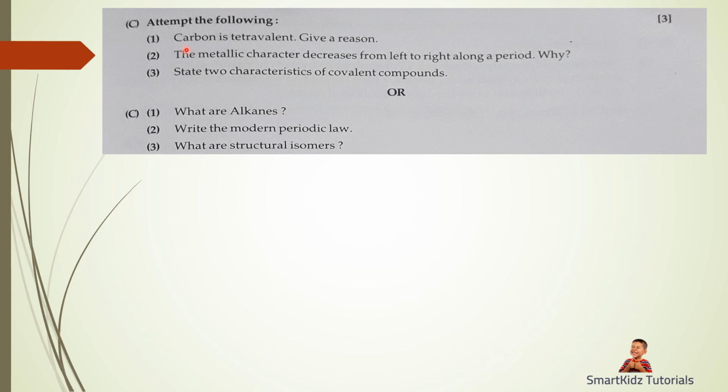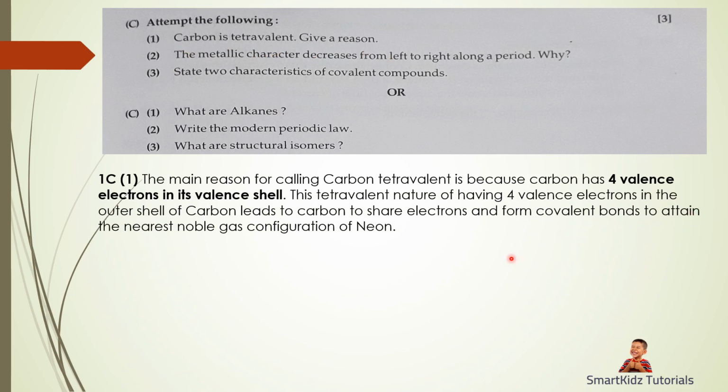It says carbon is tetravalent, so give a reason. Now we know that carbon has an electronic configuration of 2,4, which means it has a valency of 4. It can either give 4 electrons or gain 4 electrons, but neither of that happens in case of carbon. Rather, it goes on to share its 4 electrons, forming covalent bonds. Because it has a valency of 4, it can share 4 electrons. It is known as a tetravalent atom.